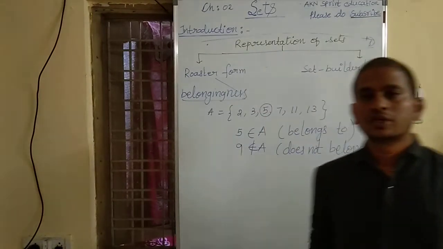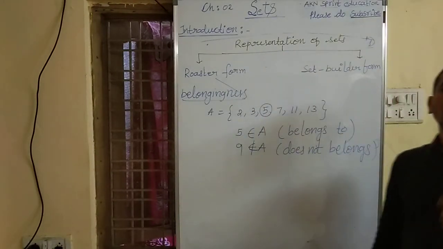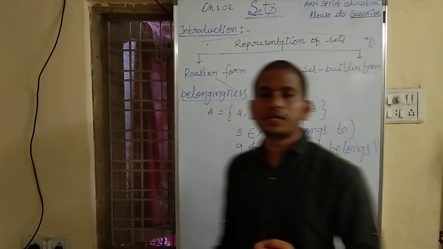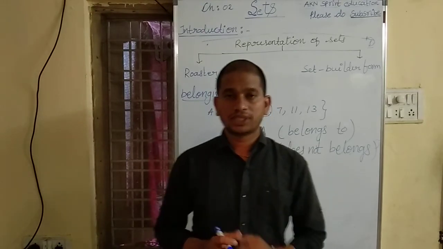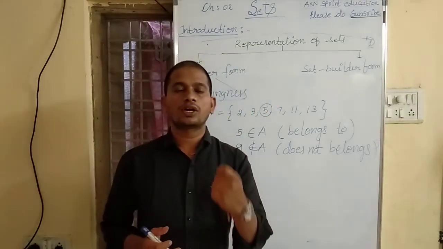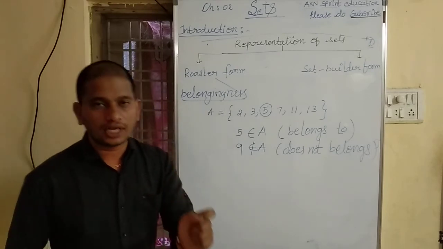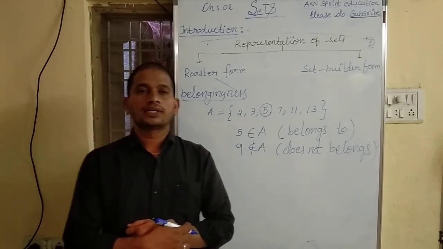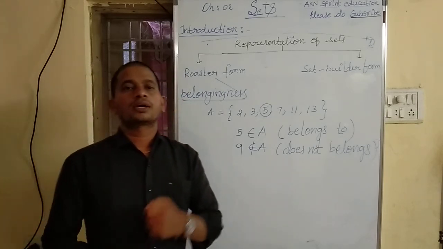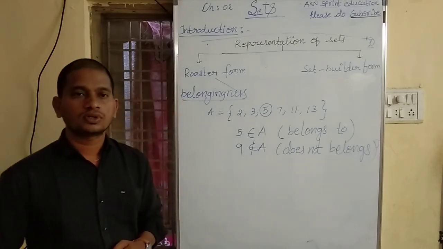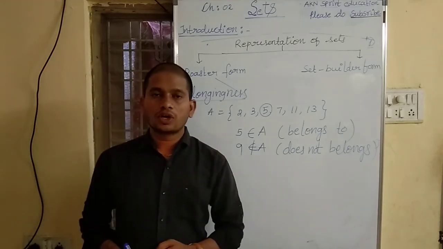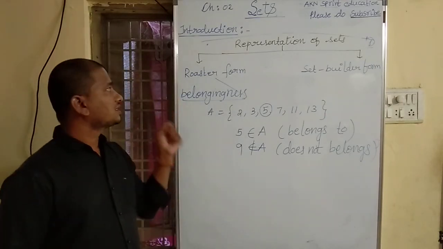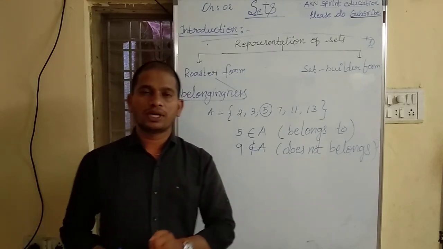This is our introduction to sets. If you understand this introduction, then we can go with exercise 2.1. So once again, what do you mean by set? A set is a well-defined collection of objects. The objects in the set are called elements, and a set is represented by capital English alphabets. We can represent a set in two forms: roster form and set builder form.